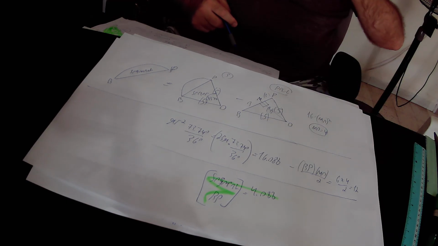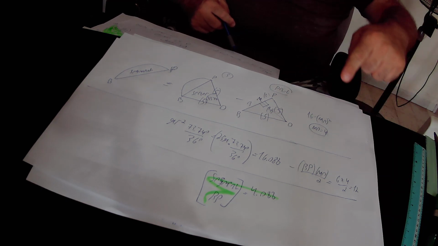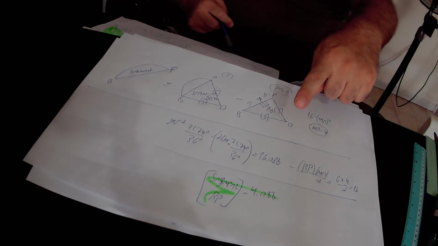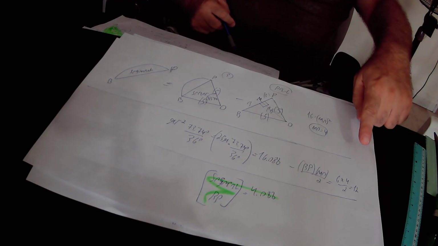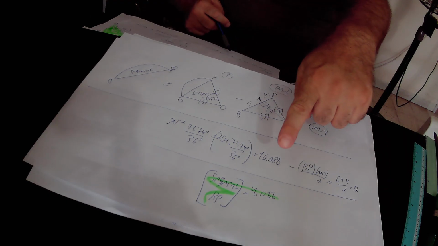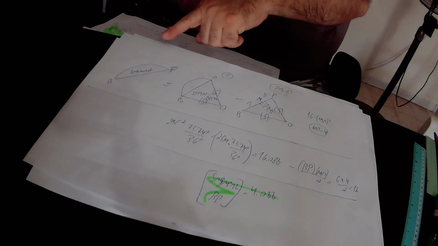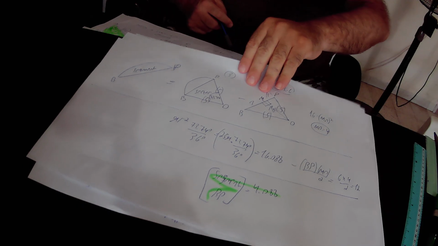So in total we found that the area of this associated triangle POB is 12 square units. And the area of sector POB, 16.088, minus the area of this associated triangle POB, 12, is equal to 4.088 square units. So we found that the area of this segment PB is equal to 4.088 square units.